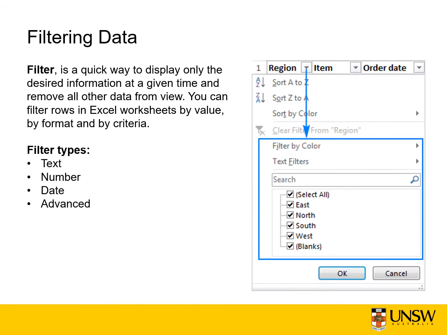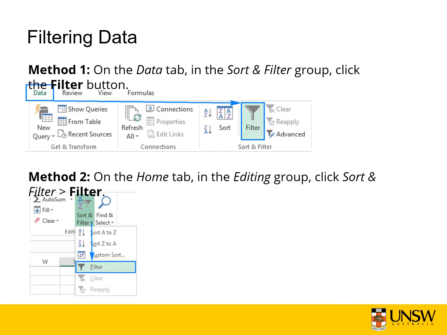In addition to sorting, adding a filter can allow you to better analyze your data. When data is filtered, only rows that meet the filter criteria will be displayed and other rows will be hidden. There are 4 types of filters, including text, number, date, and advanced filter. There are three ways to add filter in Excel. The first way is going to the Data tab and clicking the Filter button. And the second way is going to the Home tab and clicking the Filter button.